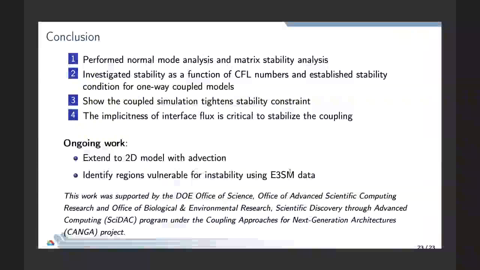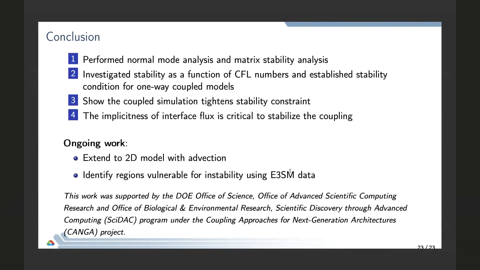To conclude my talk, we have performed normal mode analysis and matrix stability analysis. We investigated the stability as a function of coordinate numbers, and we established the stability condition for the one-way coupled model. We also showed the coupled simulation tightens the stability constraint. And lastly, we showed that the implicitness of the interfacial flux is critical to stabilize the coupling. So in particular, our results favor the application of partially implicit flux coupling.